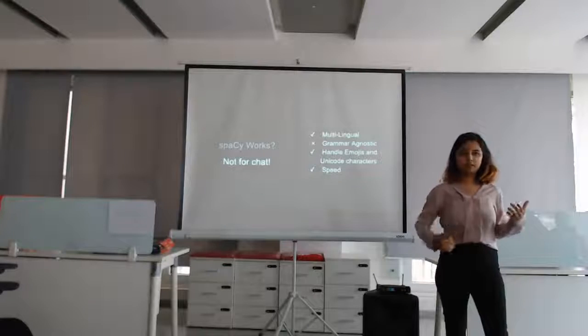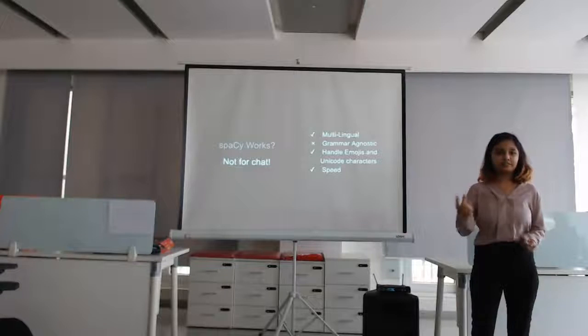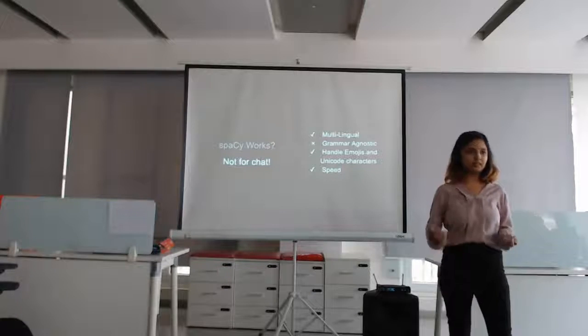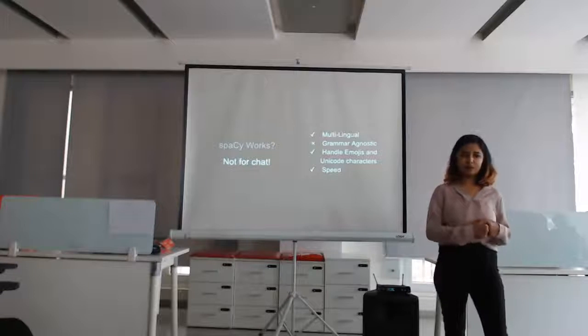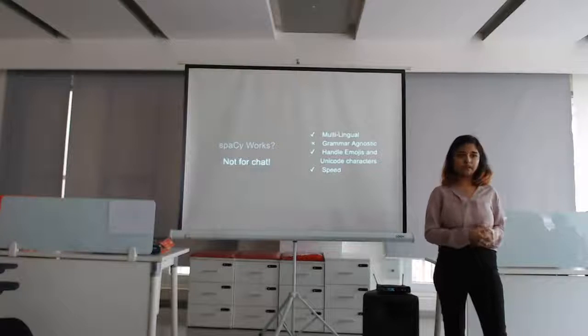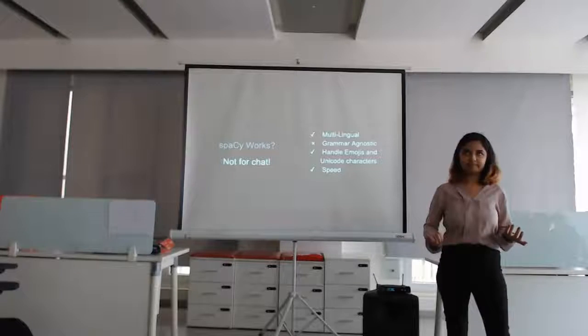So let's recap what Spacey works for. It is really good when it comes to speed. It is multilingual, it supports around 49 languages, and it can handle emojis and Unicode characters. But does it work for chat? Not really, because we want the model to be grammar agnostic. We want it to be accepting of the name when people type normally, in a conversational manner.